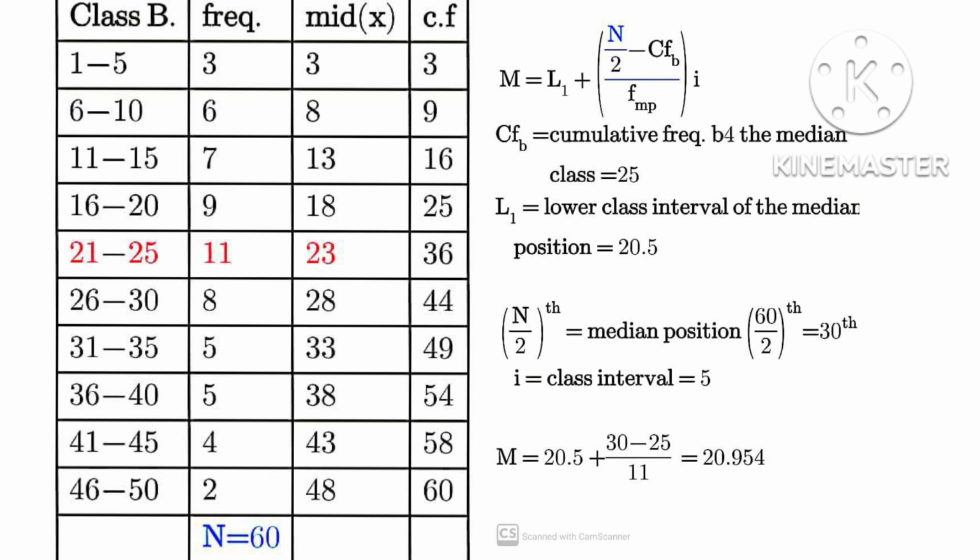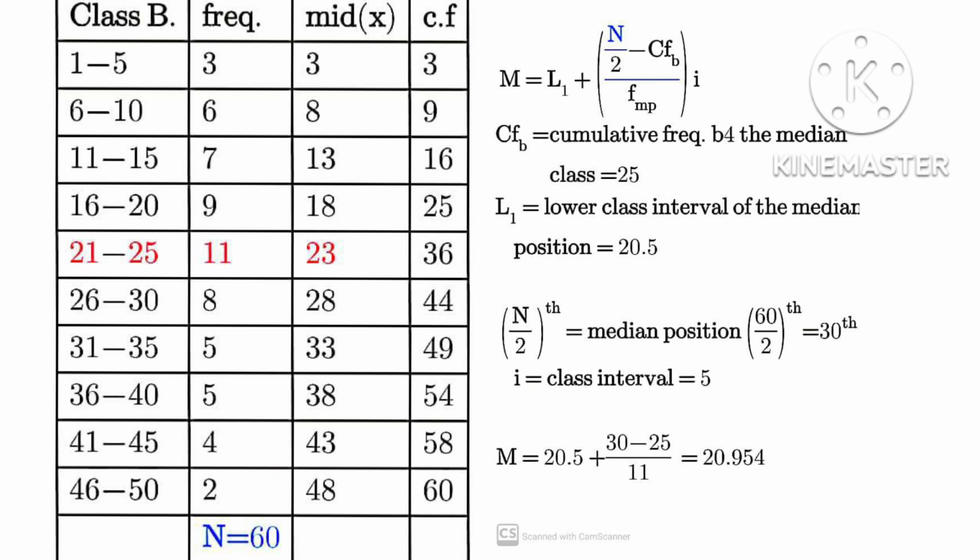That is 3 plus 6, that's 9. 9 plus 7, that's 16. 16 plus 9, that's 25. So like that. And you notice that the sum of the frequency is the same as the last cumulative frequency. That's also 60.